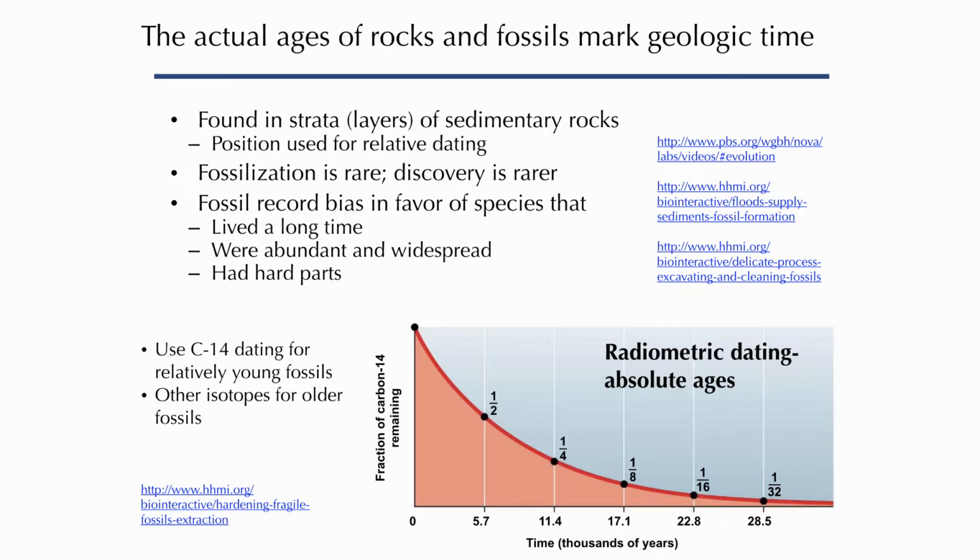We have also an overrepresentation of certain types of organisms, the ones with the hard parts. So we have to keep that in mind when we're trying to figure out the diversity of organisms at any given time in any given area, that we're probably getting a bias towards those hard-parted organisms, like ones with shells or armor or bones, things along those lines.